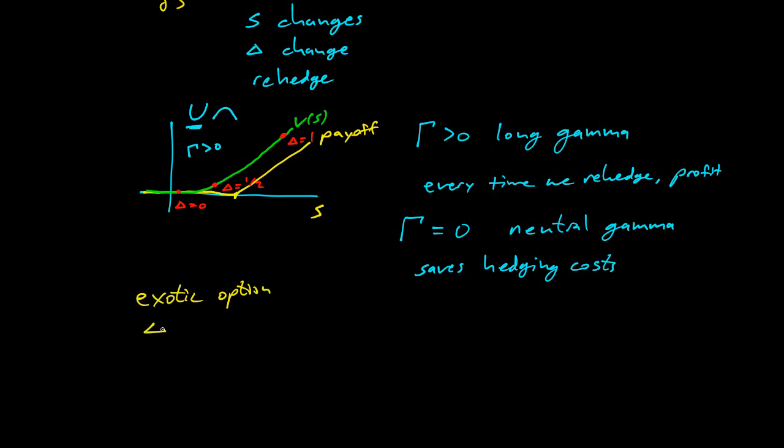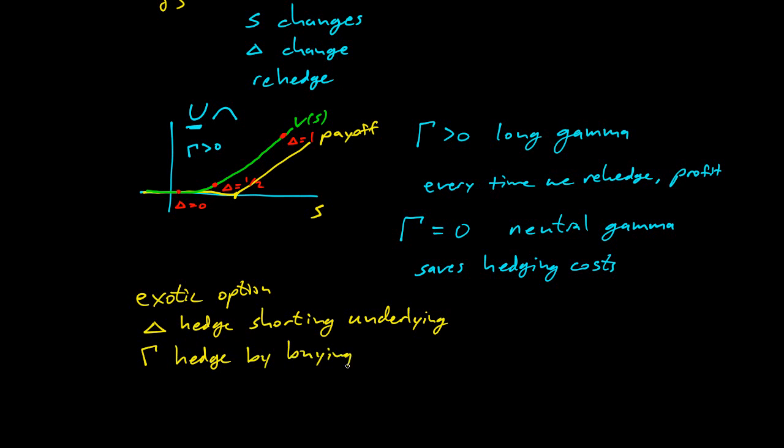And so we delta hedge by shorting the underlying, and then gamma hedge by buying and selling vanilla options.